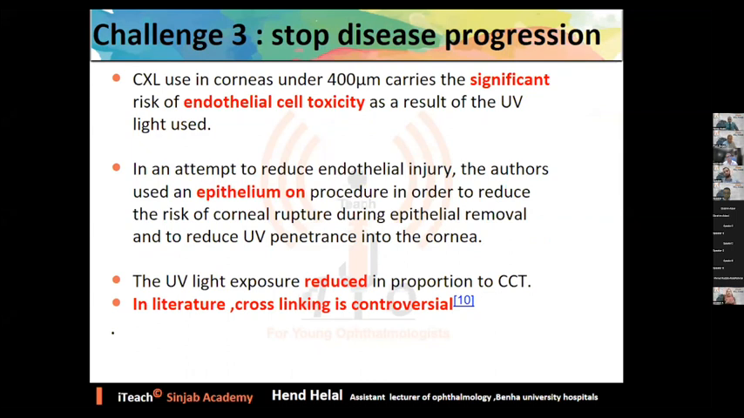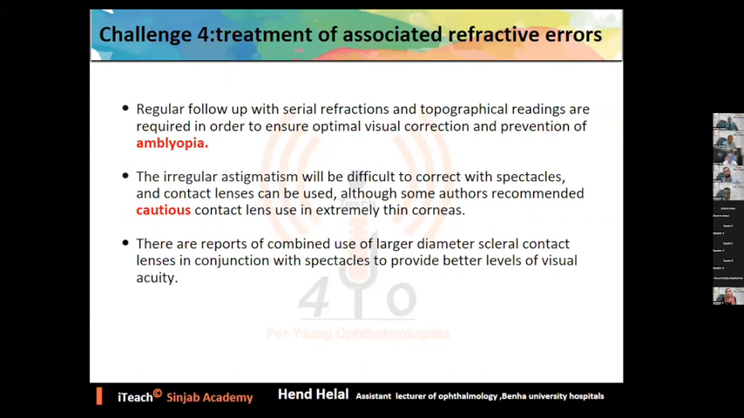The fourth challenge is treatment of associated refractive error. This child has high myopia and astigmatism, which make him liable for amblyopia. The regular astigmatism may be difficult to treat with spectacles, and the contact lens, as I said before, must be used with caution in this extremely thin cornea.